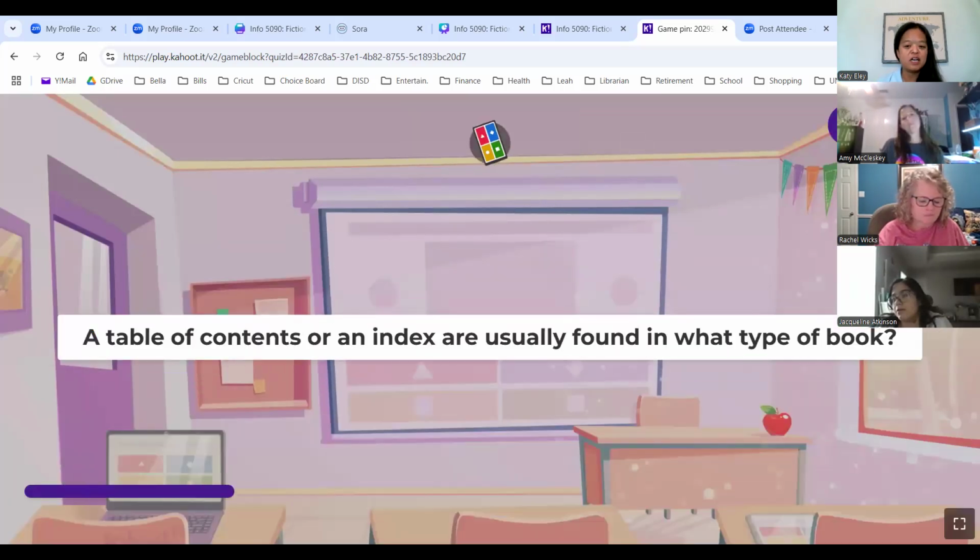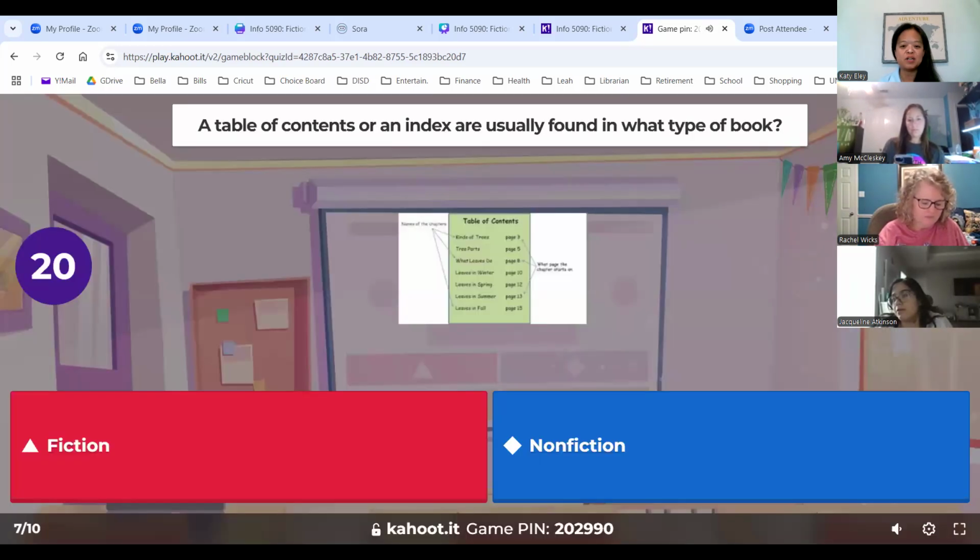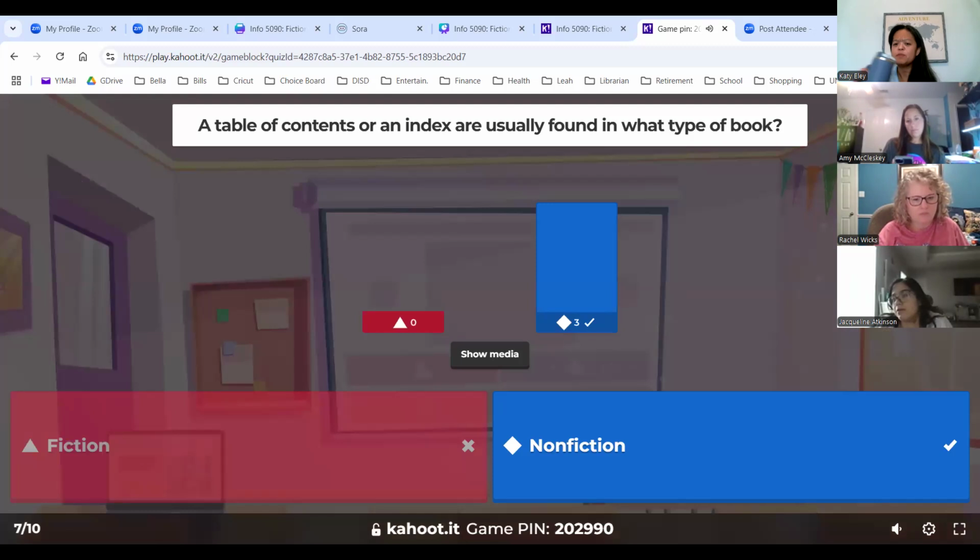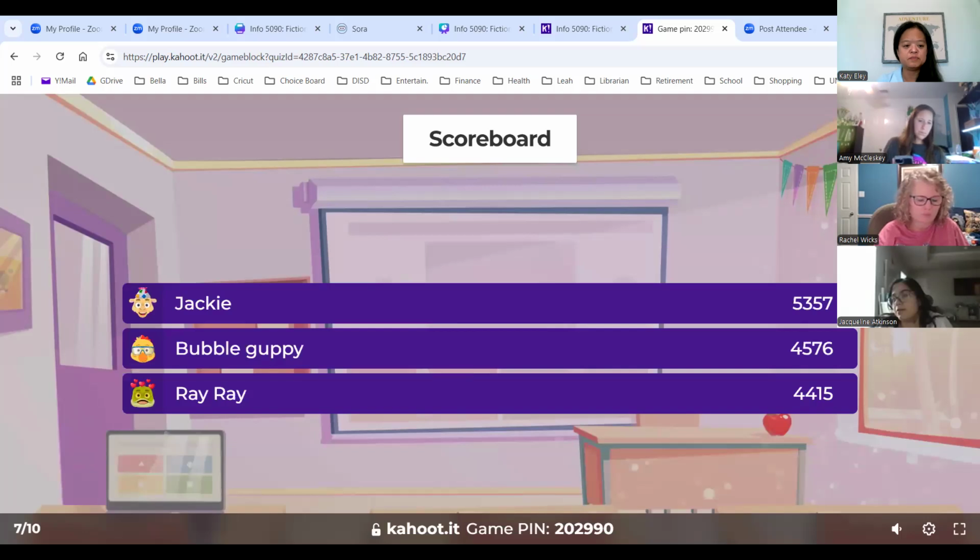All right, question number 7. A table of content or an index are usually found in what type of book? Fiction or nonfiction? Yeah, absolutely. And again, you can go back and refer to the infographic, or if you guys made an anchor chart together, you can refer back to that. Absolutely.